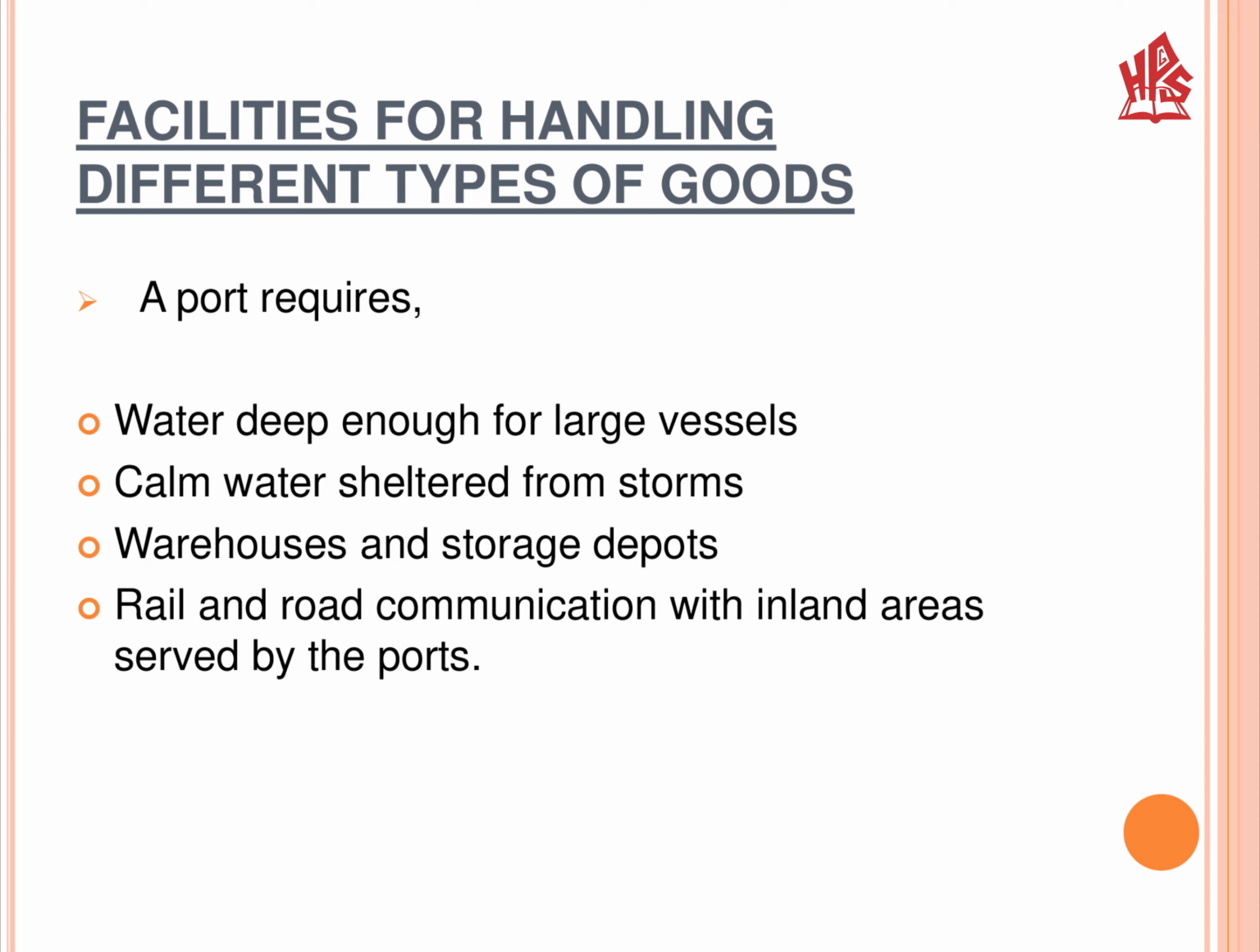Okay, this time we are going to talk about facilities for handling different types of goods, or we can say what a port actually requires. Water deep enough, meaning a big ocean for the large vessels. And calm water sheltered from storms, meaning there should be no disturbance, a stable ocean. It's going to be easy, otherwise we have to face some difficulties. Warehouses and storage. Warehouses are the storage where we keep things for certain time periods or for a longer period of time. It depends on the requirement of that product.